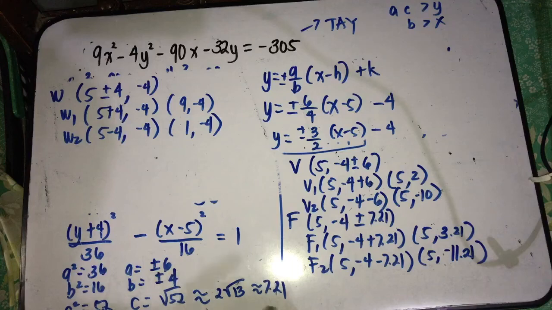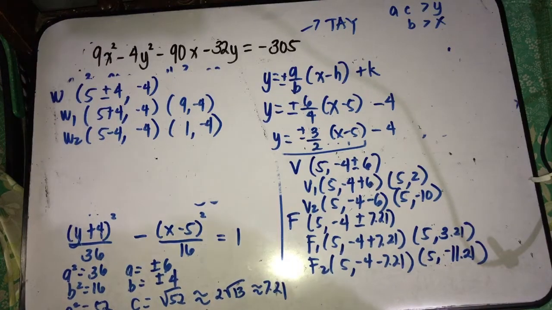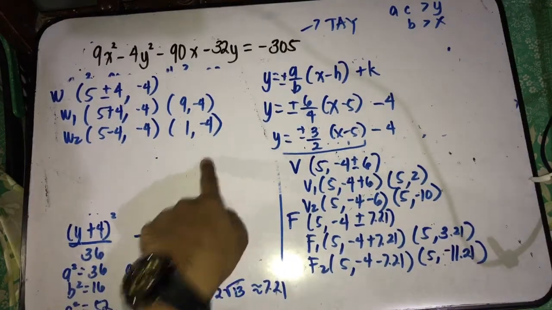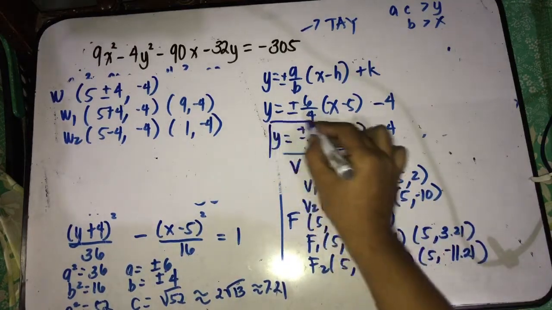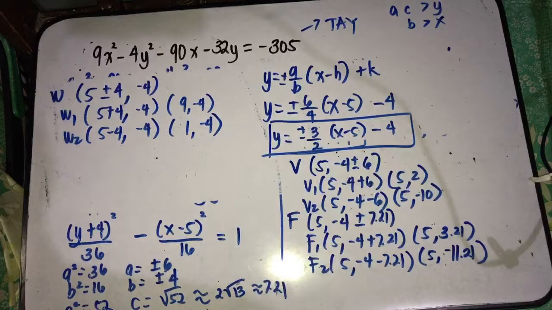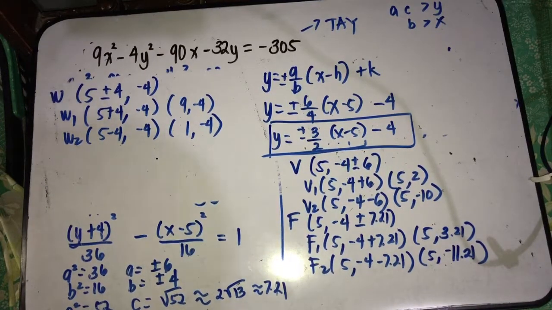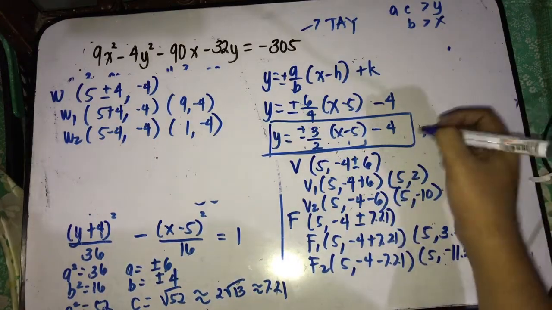Or I should say, that becomes now minus 4, since k is minus 4. Again, that is minus 4. Therefore, y is equal to plus or minus 3 over 2 times the quantity x minus 5, minus 4, since k is minus 4.